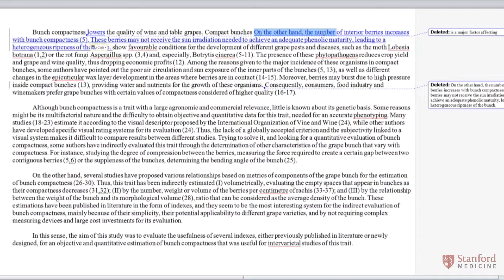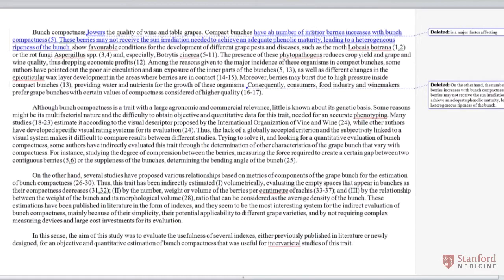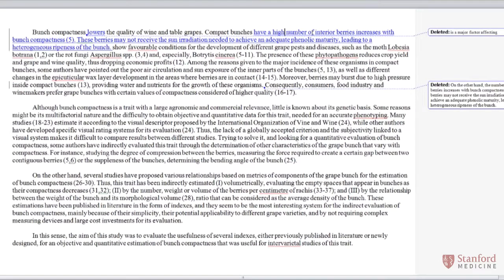Compact bunches have a high number — in a way it even defines compactness for the reader. Compact bunches have a high number of interior berries, and then I'm going to put a semicolon here and then get in the ideas of why that might be bad.